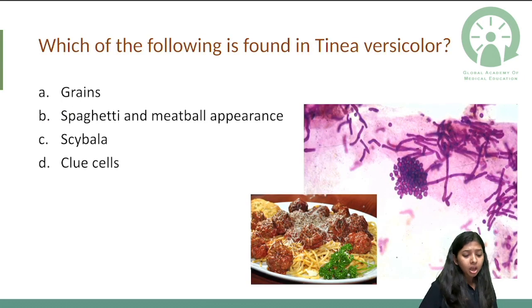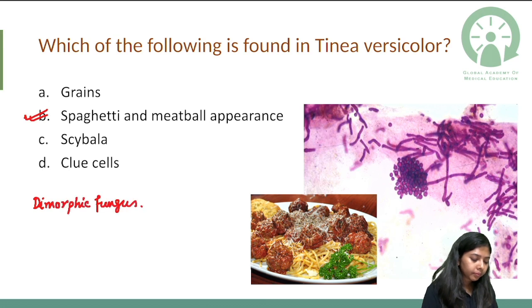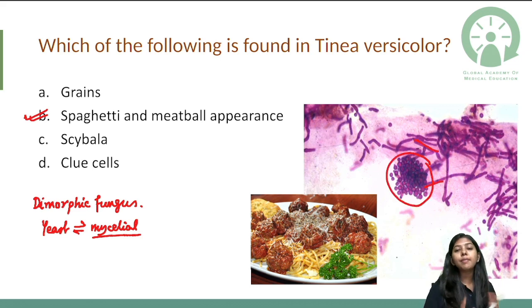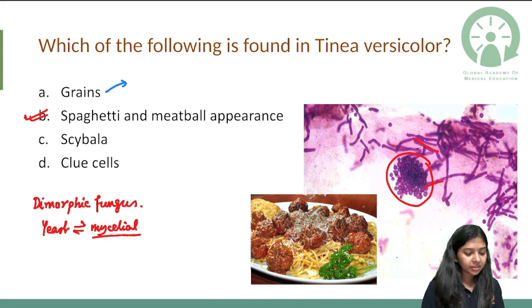Okay. Which of the following is found in tinea versicolor? Again, a previous year question. You get a spaghetti and meatball appearance. I've given you the image to make it more easy. It's spaghetti and meatball appearance, right? Why do you get it? See, Malassezia globosa is a dimorphic fungus, which means it can exist in yeast and mycelial forms both, right? So you have the mycelia, you have the yeast, and because of this dimorphic nature of the fungus, you get a spaghetti and meatball appearance. Where do you get grains? Grains is characteristic of mycetoma.